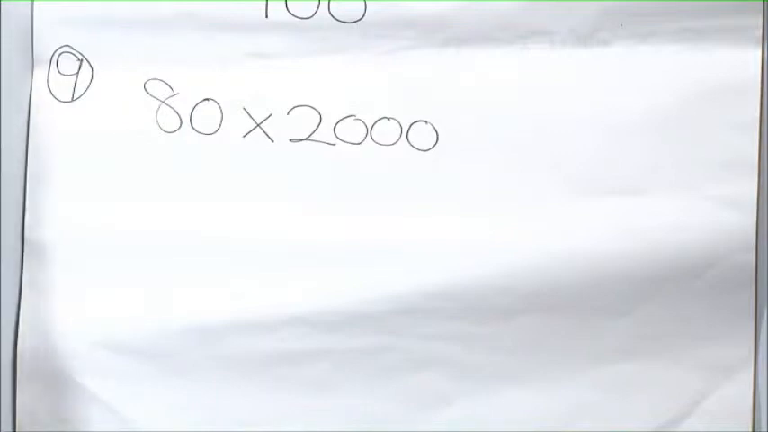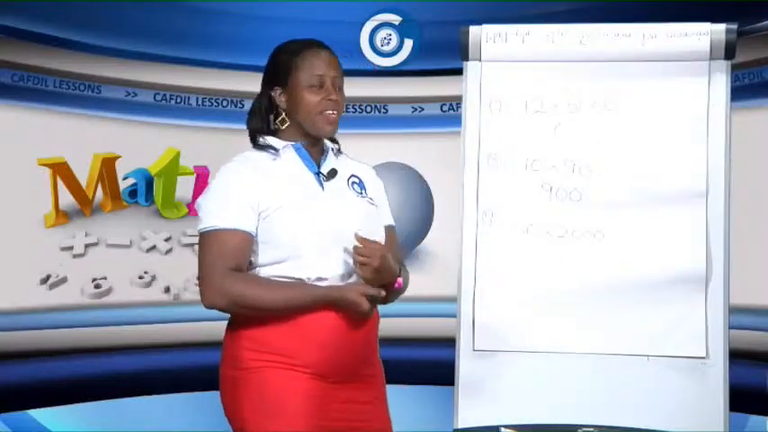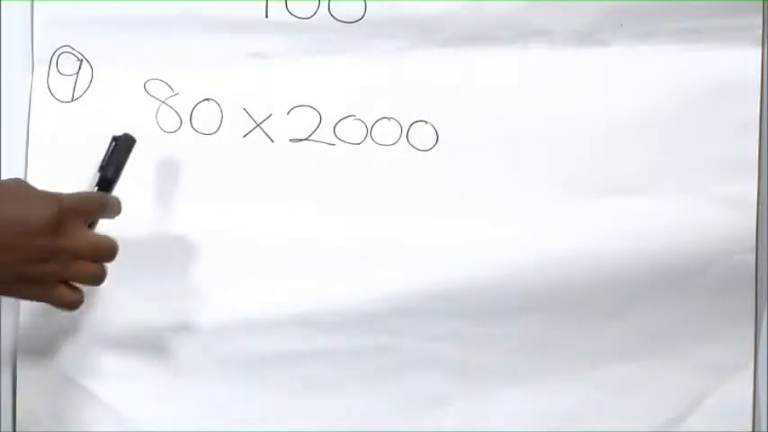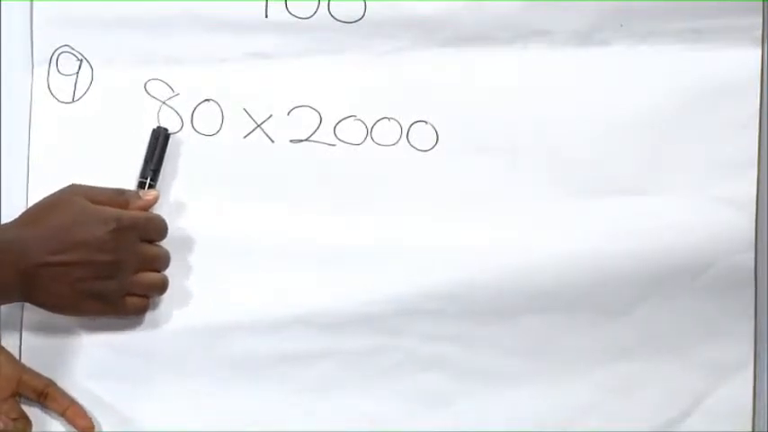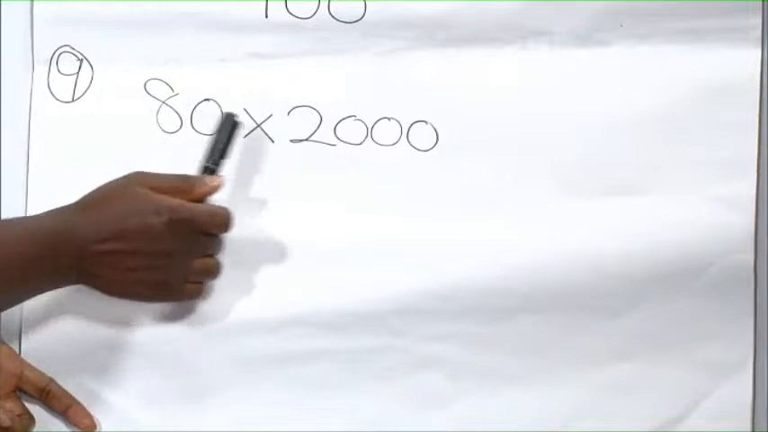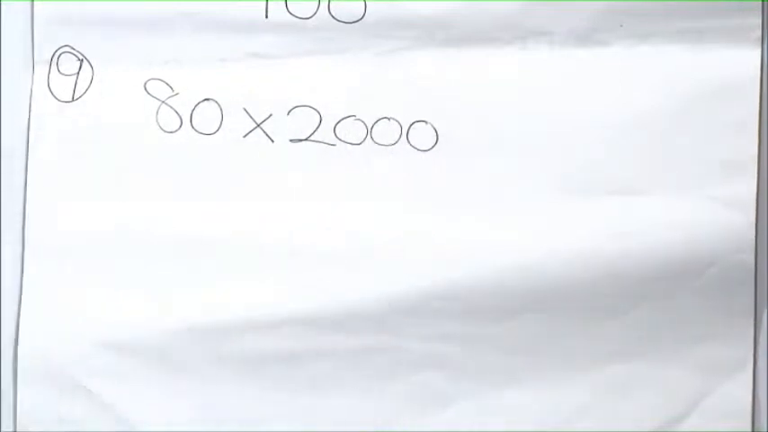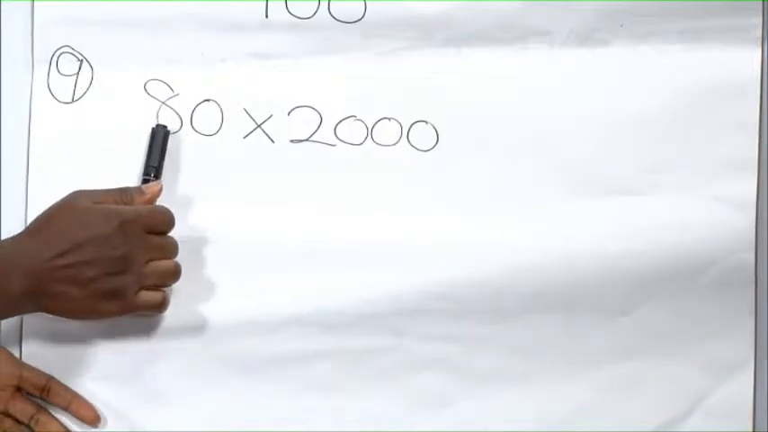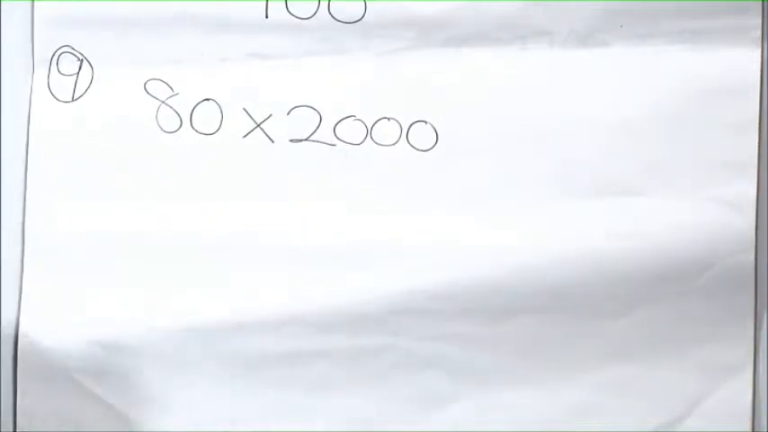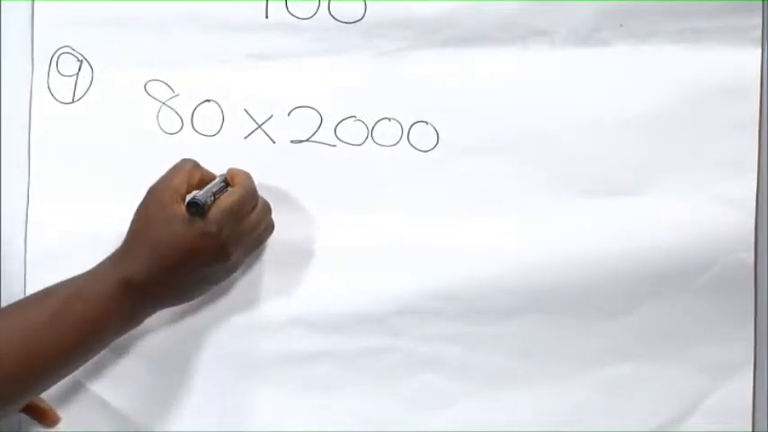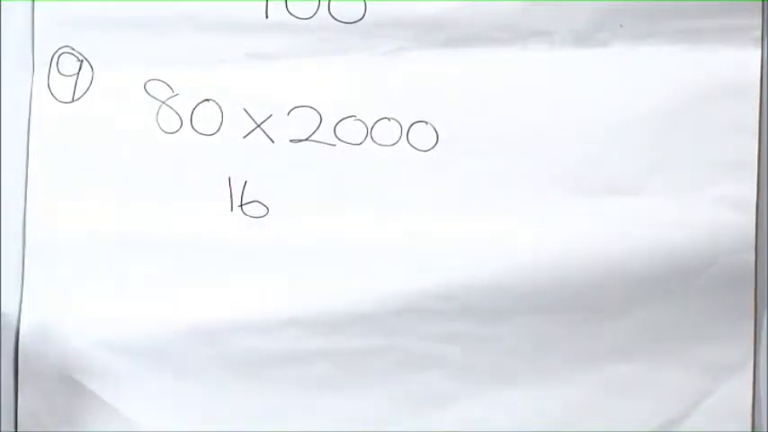All right. Can we do it together? Yes, we can do it. We will multiply 8 and then 2. 8 times 2. We will leave the zeros for now. 8 times 2 is 16. After that, let's bring all the zeros.